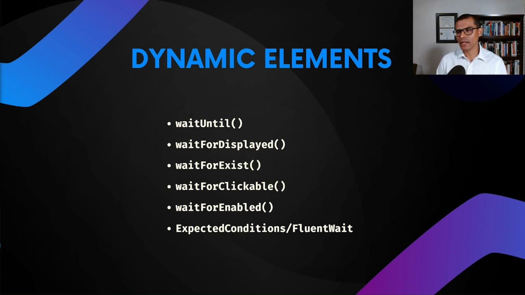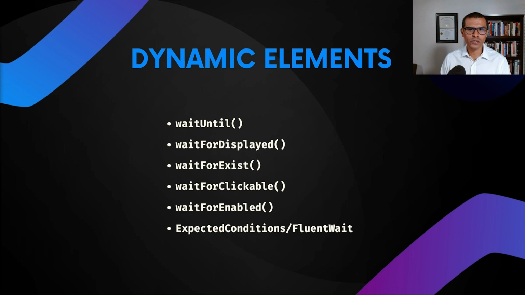When we have dynamic elements, we can use different commands. So for example, we have this one called wait until. An example for this would be waiting until an element contains a given text. You can also use wait for displayed. That's pretty obvious. You're just going to wait for the element to be displayed on the screen. You also have wait for exists. Now we're going to make sure that the element exists. This doesn't necessarily mean that the element is visible. We also have wait for clickable, wait for enabled.